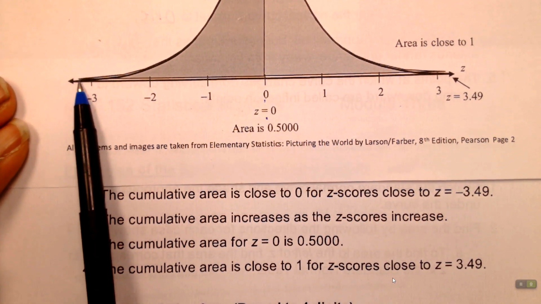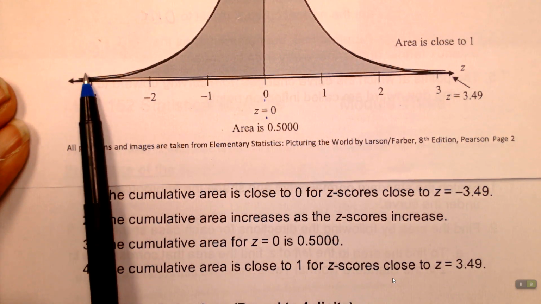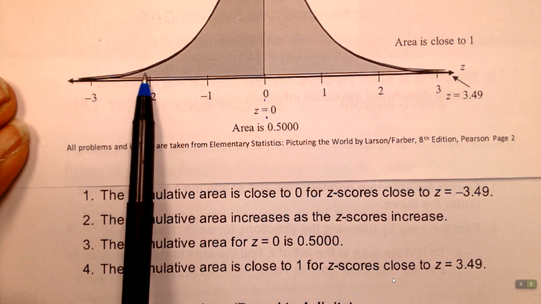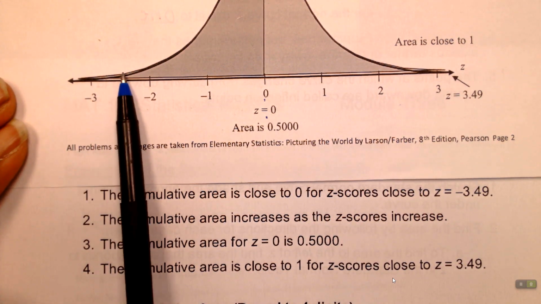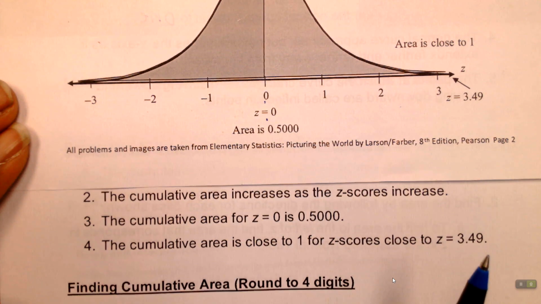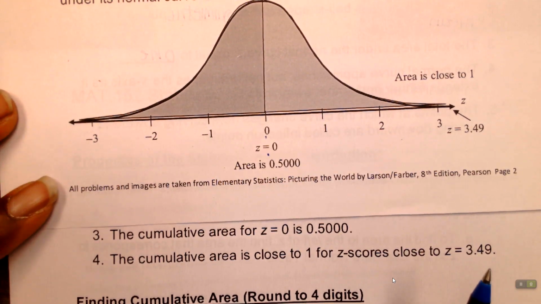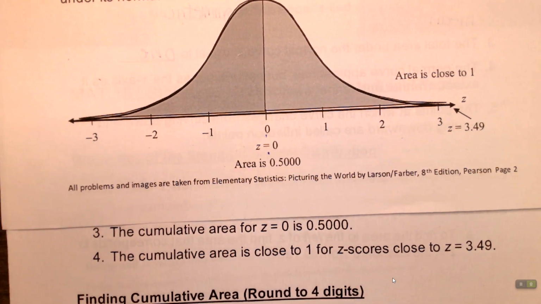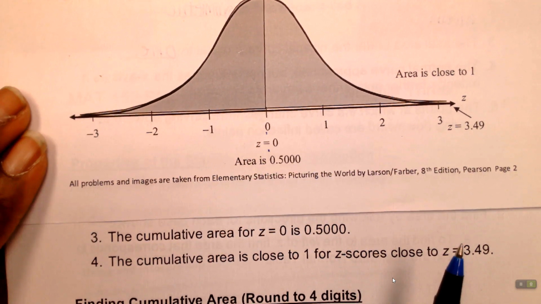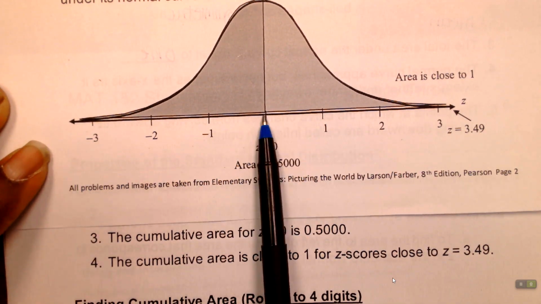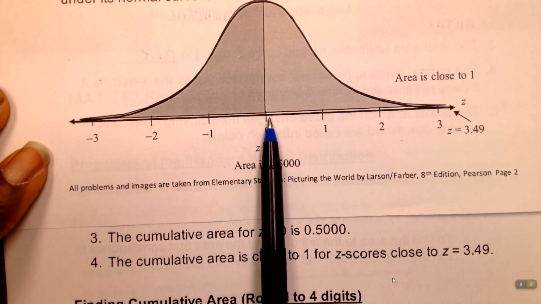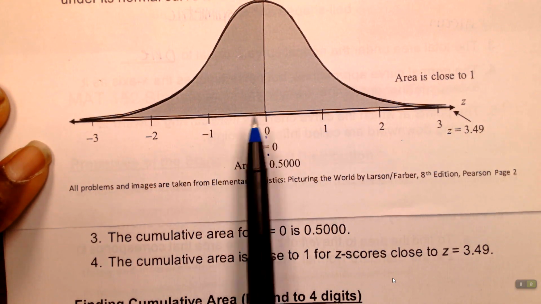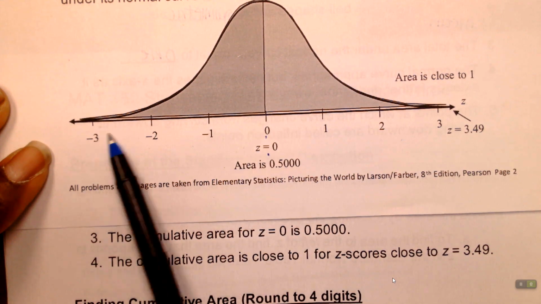The cumulative area increases as the z-score increases. So if I get to z equals negative 2, I have a little bit more shaded area. So that means my probability is getting larger. The cumulative area for z equals 0 is 0.5, and that makes sense because from here to here, that's half of my graph shaded. So half of the probability, so 0.5.